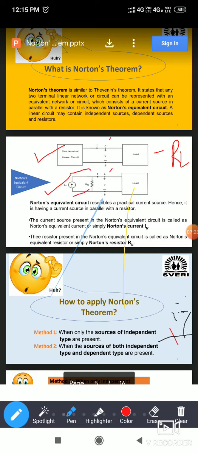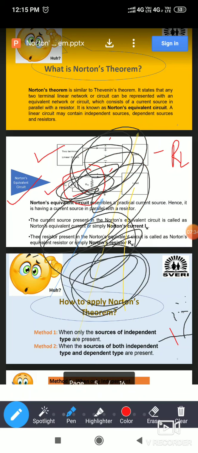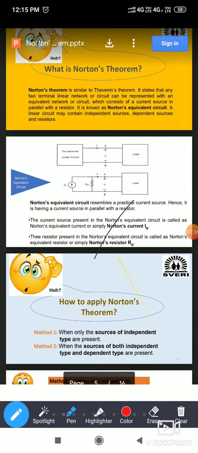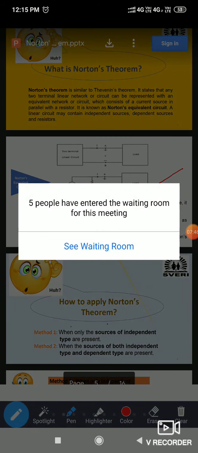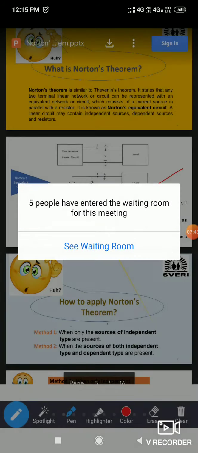So this circuit or this part is called as what? Norton's equivalent circuit. Are you understand? So Norton's equivalent circuit we have to produce from any complex two terminal linear network. Then between A and B terminal you can connect a load as it is, and according to the question you can find out the response.